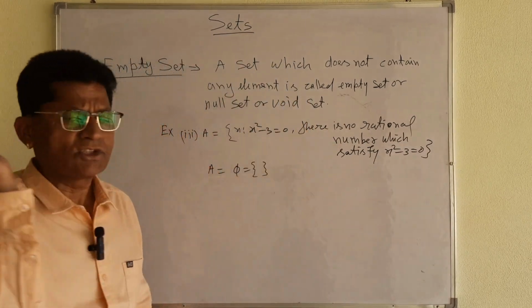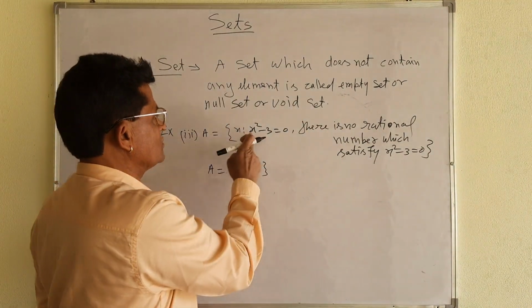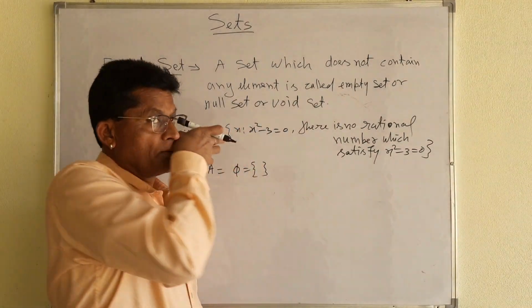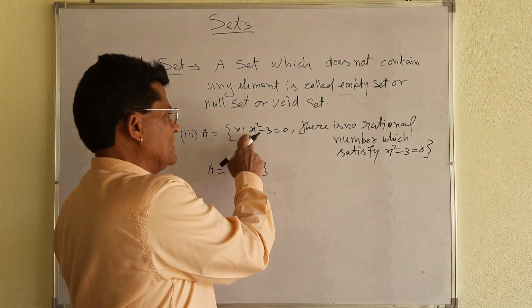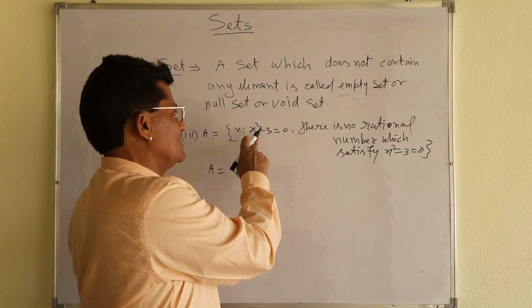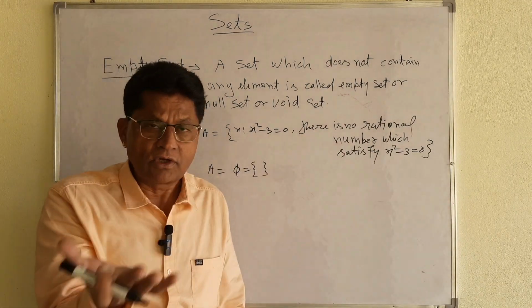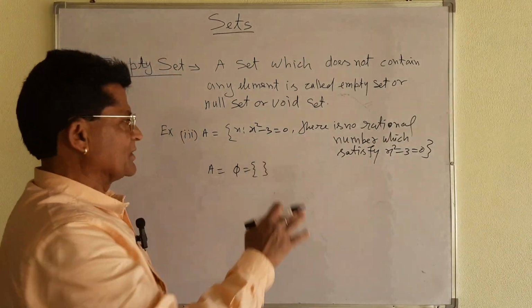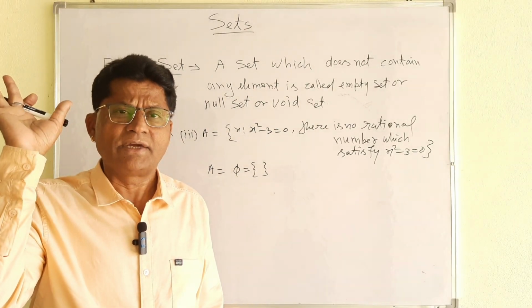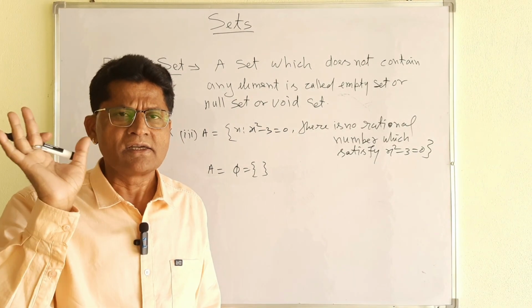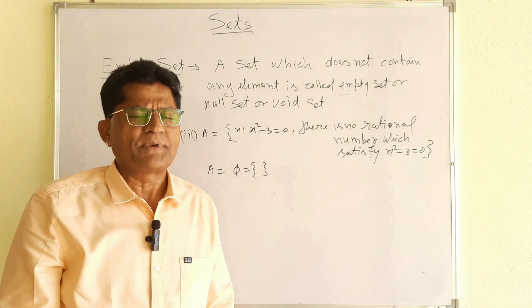There is no such number. You tell me any number. In place of x, you write 1. 1 squared means 1. 1 minus 3 will be minus 2. After 1, there will be 2. 2 squared is 4. 4 minus 3 will not be equal to 0. That is why it will also be the empty set. I told you different examples regarding the empty set. I think the point will be clear to you for the empty set.